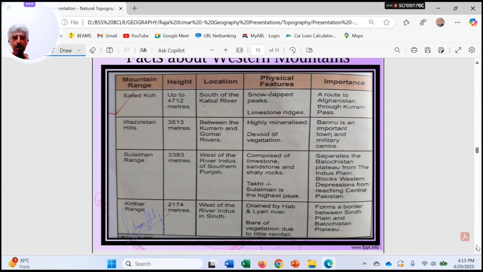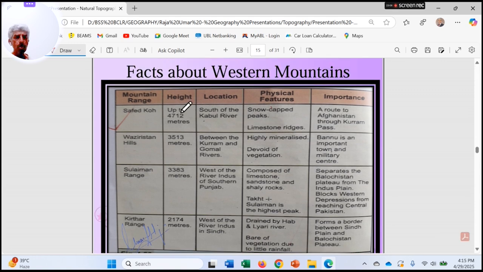And here we have the facts about the Western Mountains. Safed Koh, the maximum height is 4,712 meters. South of River Kabul, snow-capped peaks, limestone ridges. It means that limestone is sufficiently available in these mountains. Importance, a route to Afghanistan through Kurram Pass.